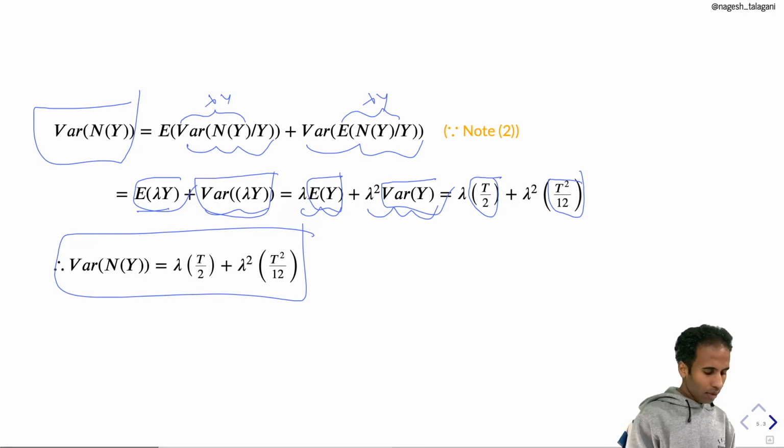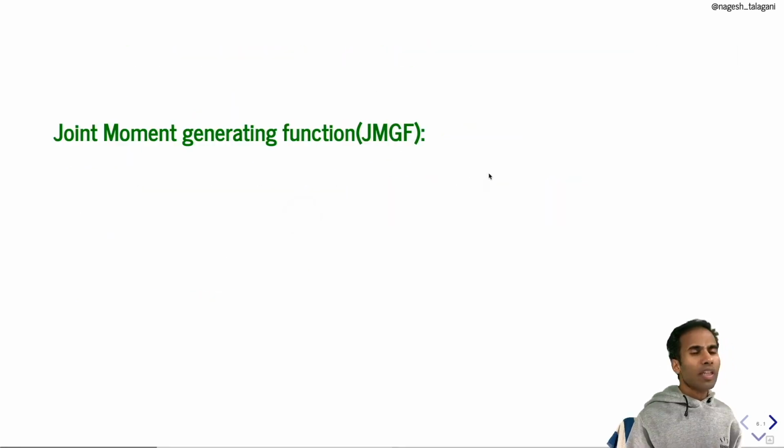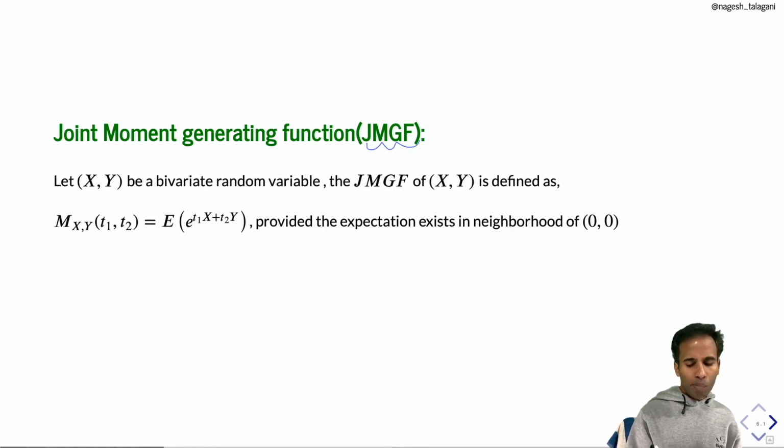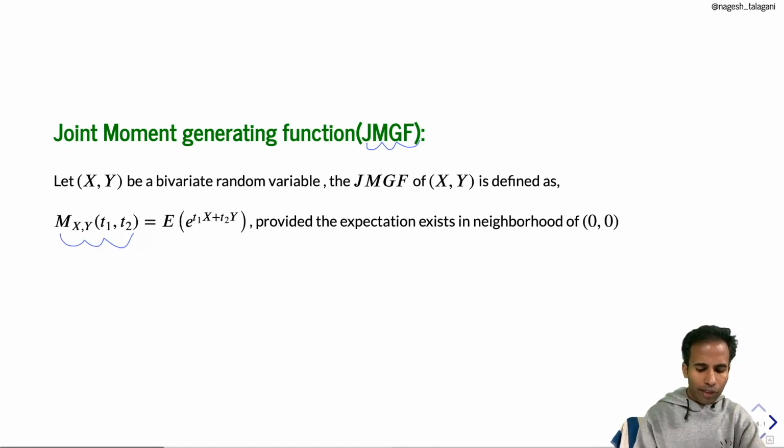Fine. Okay, next. Joint moment generating function we write as JMGF, read it as joint MGF. The joint MGF of a bivariate random variable (X, Y) is denoted by this, which is a function of two real variables t1, t2, and defined to be the expectation of e^(t1 X + t2 Y).